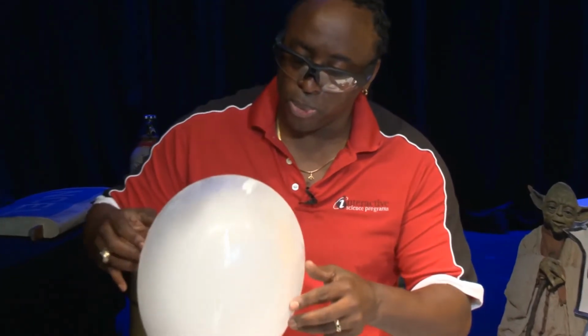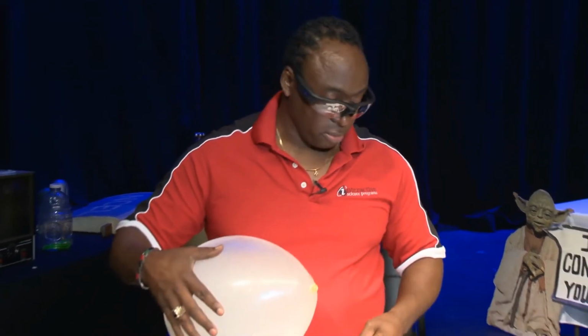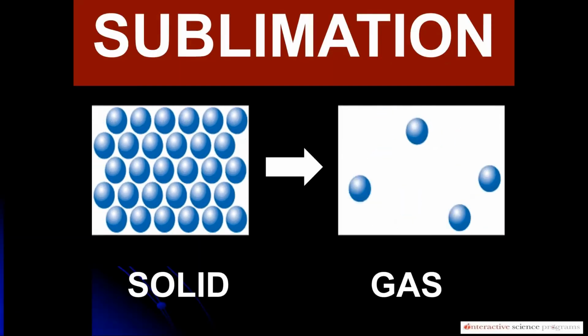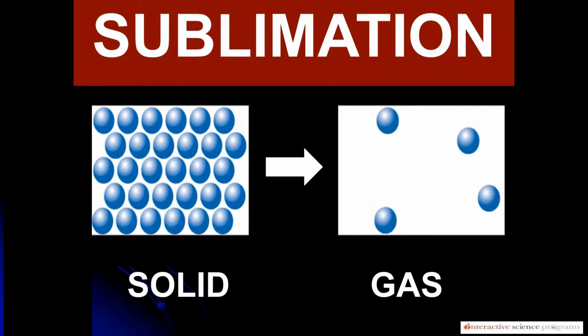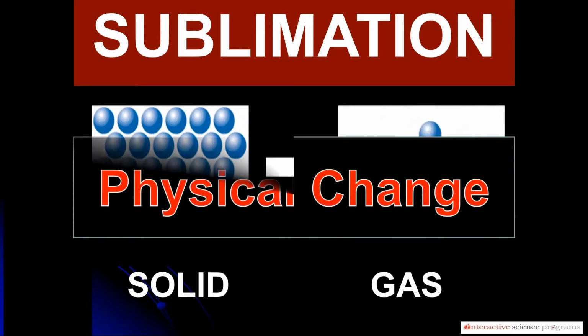Balloon is still tied off. It's the same air that was in there before. As things get cold, they get closer together. As they warm up, they get farther apart. The little bit of CO2 was a solid. As it warmed up, it turned into a gas. It's called sublimation, when a solid turns into a gas. It is a physical change.